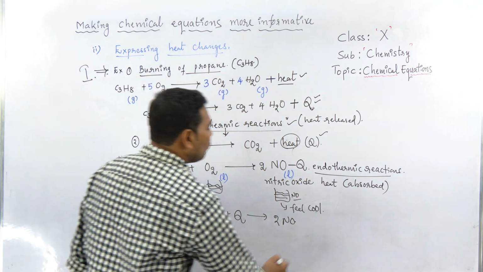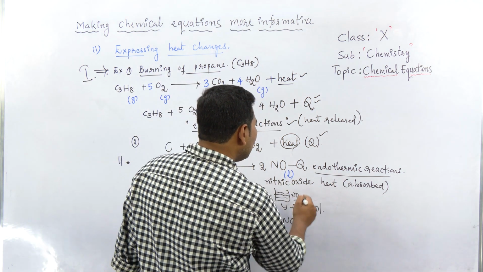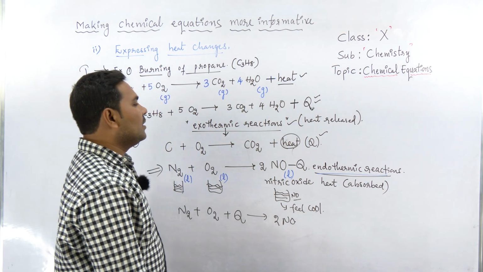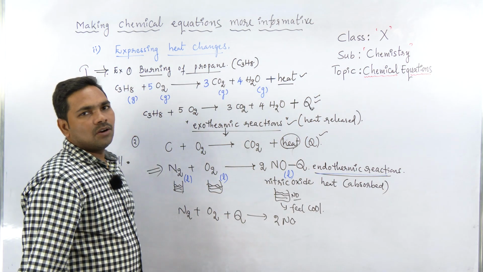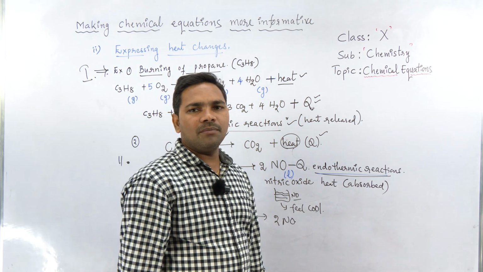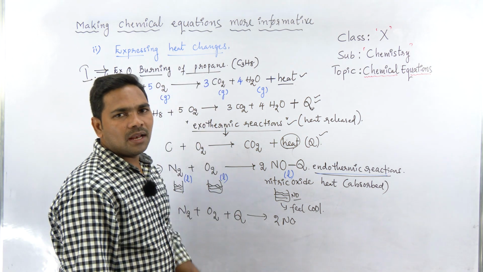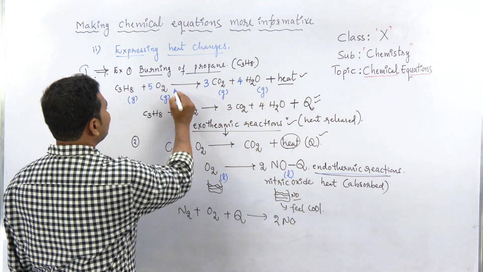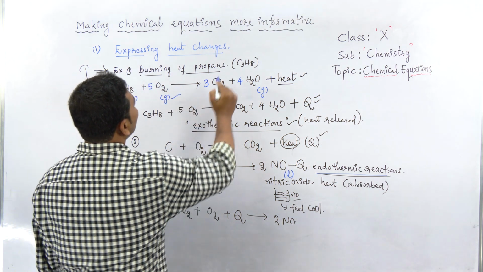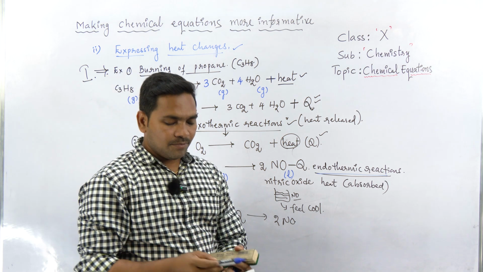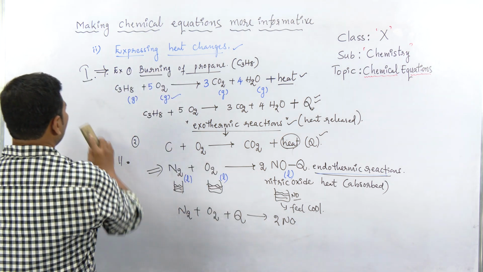So here what happens? Heat energy is absorbed, so it's an endothermic reaction. This is another way of giving more information from a balanced chemical equation. First, writing the physical state; second, expressing the heat changes happening during the chemical reaction. Okay, now let's see the third one.